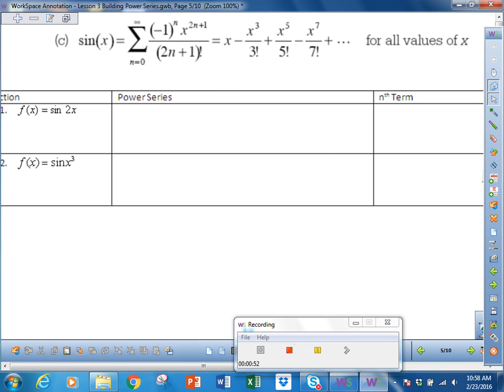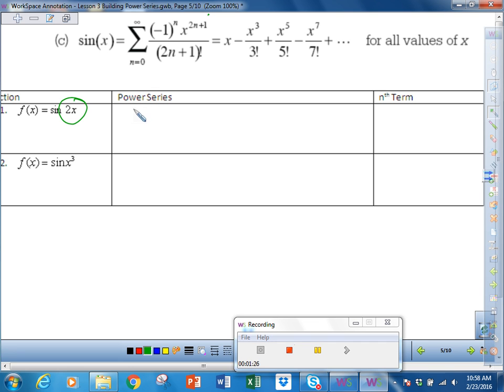So how does this work? Well, if I know a known series, I know sine x, I should be able to transform it to sine 2x by using composition of functions. So this is sine x, and if I wanted sine 2x, every place I see x in the original, I would replace it with 2x, because once again, I'm composing.